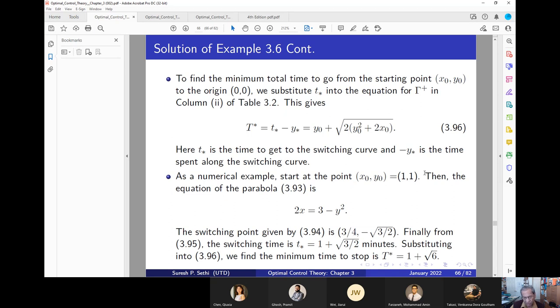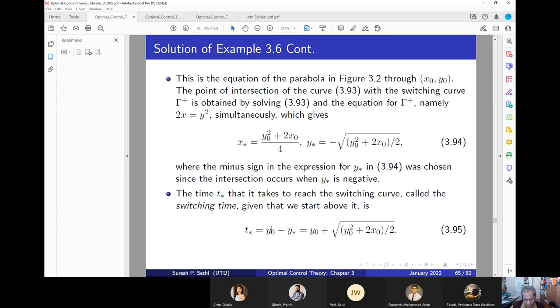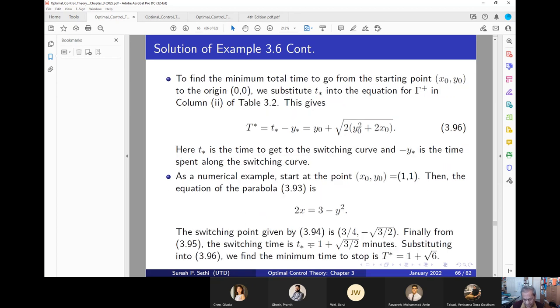So x0, y0, then the 3.93, which is the equation of the parabola, becomes 2x minus 3y squared. We substitute the value of y0 and all of that in this. So we get t star is this. And substitute again and find the minimum t star. So we have all the formulas, and we can tell you that the minimum time is 1 plus square root of 6.